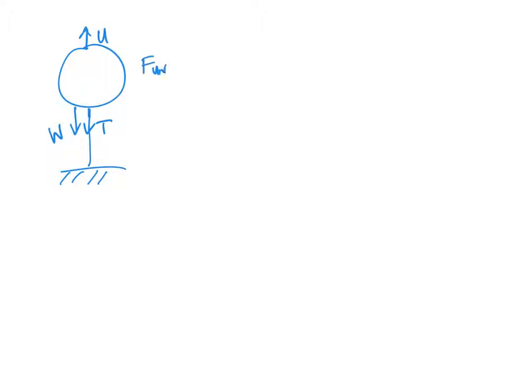Either way around, you get the same idea. And F un is U minus W minus T. And if the forces are balanced, or the unbalanced force is 0, we can set all that equal to 0, and then I can take T over to the other side, and I can say U minus W is equal to T.